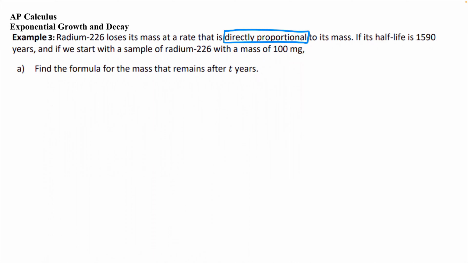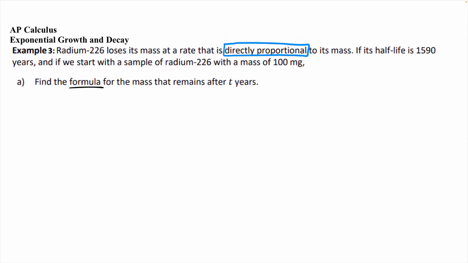Okay, so if we start with a sample of radium-226 with a mass of 100 milligrams, find the formula for the mass. So we need to find the equation first. Okay? All right, so here we go. What's the independent, what's the dependent? The dependent is the radium. And the independent is the years. So we'll use time again, right? So time.